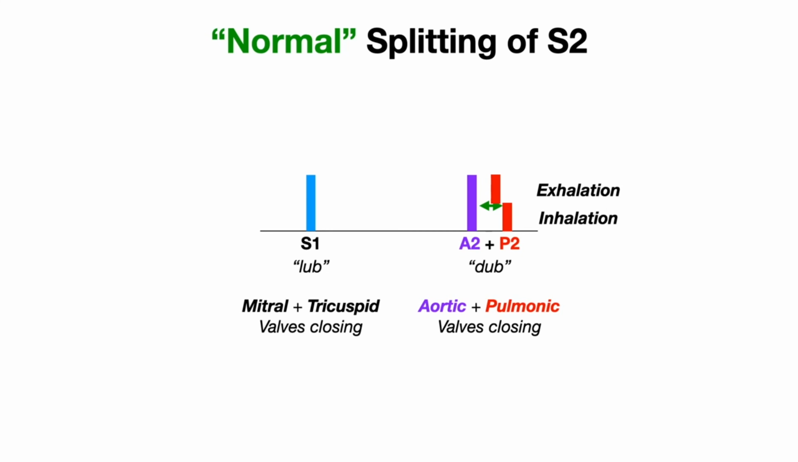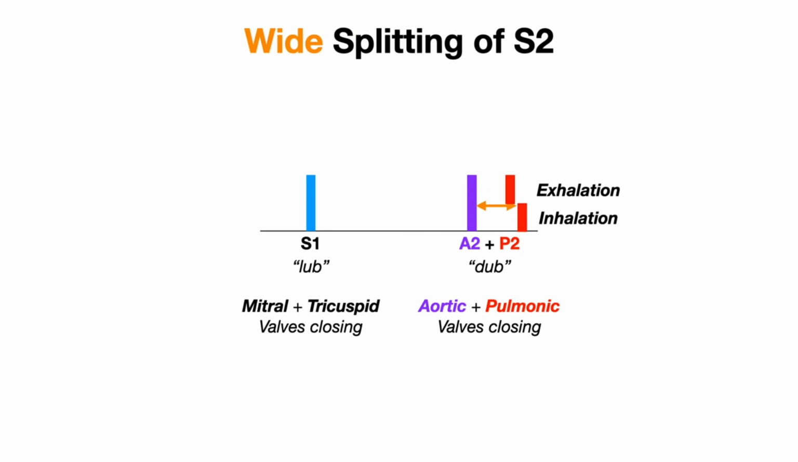Wide splitting occurs when you get this during inhalation in the presence of pulmonic pathology. So basically, anything that causes slower or longer blood flow over the pulmonic valve already causes normal splitting. So introducing pathology such as pulmonic stenosis or a right bundle branch block will exaggerate an already exaggerated process, spacing this out even more during inhalation.